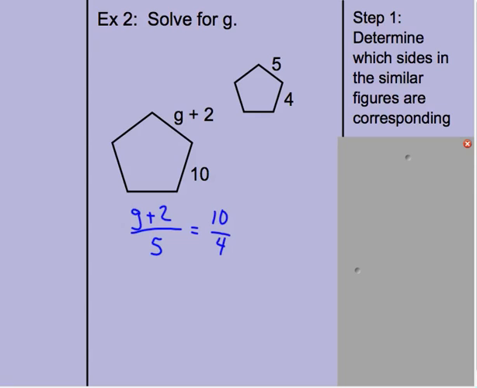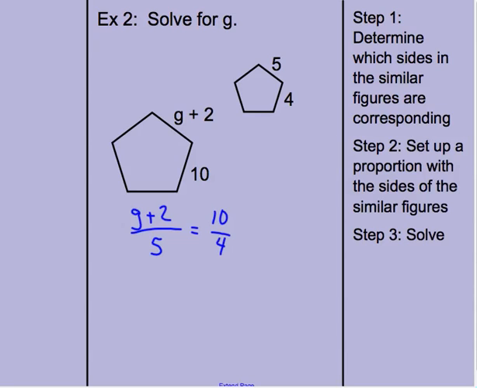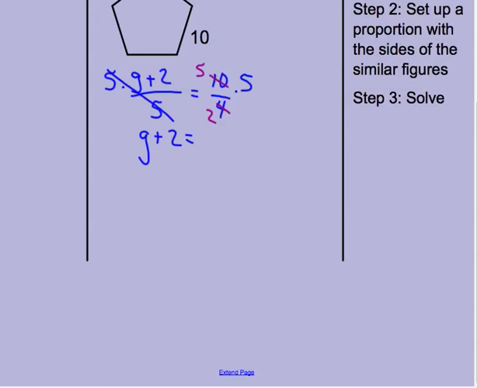Well, this time I've got my variable in the numerator, so I'm just going to go ahead and solve by using that golden rule, multiplying both sides by the denominator. I'm going to cancel my 5 first. And again, this time 10 and 4 have common factors, so I'm going to divide them each by 2. On the left-hand side, my 5's canceled, so I've got g plus 2. On the right-hand side, 5 times 5 is 25 over 2.